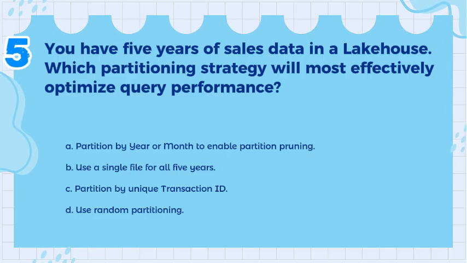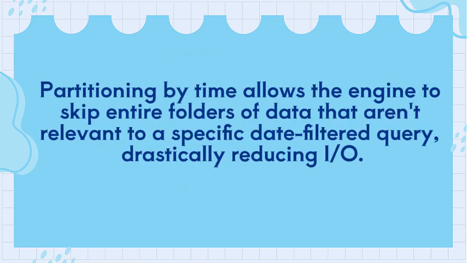The correct answer is A. Partition by year or month to enable partition pruning. Partitioning by time allows the engine to skip entire folders of data that are not relevant to a specific date-filtered query, drastically reducing I/O.